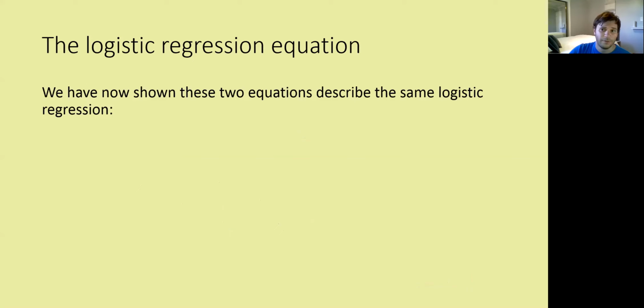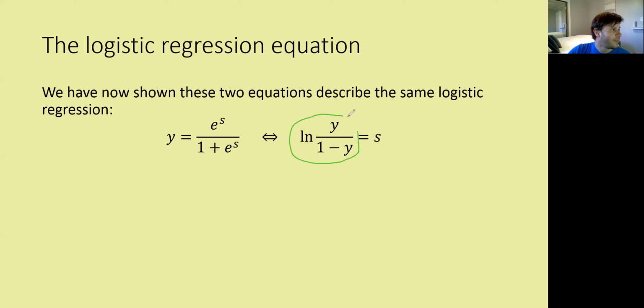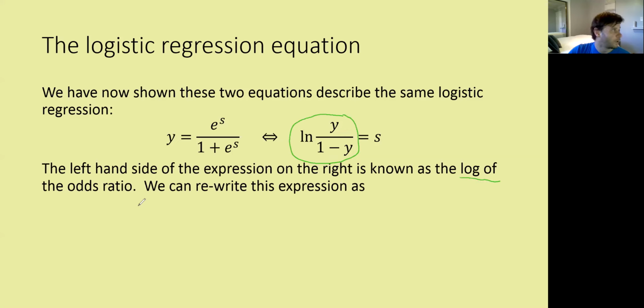So we have shown that these two equations are identically describing the logistic regression. The left-hand side of the expression on the right, that term, is known as the log of the odds ratio. Y over 1 minus y is the odds ratio. That's the probability of it happening divided by the probability of it not. If you have a coin toss, that's 50% divided by 50%, which gives you 1-to-1 odds. That's your odds ratio there. But it's the log of the odds ratio that we have here.